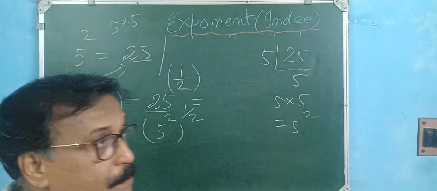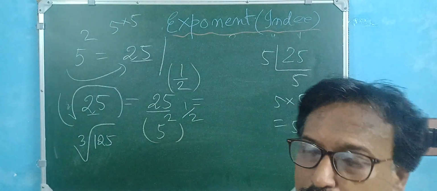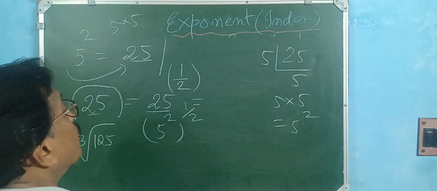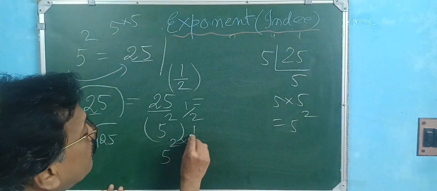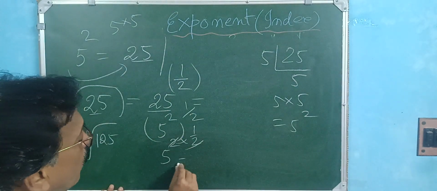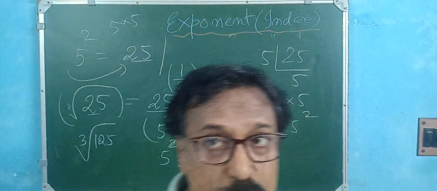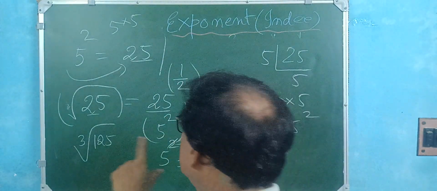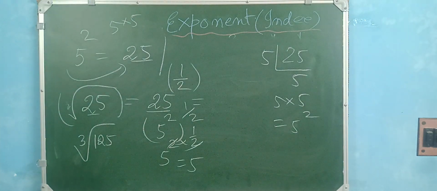Okay. It's not always 1 by 2. Maybe 1 by 3, maybe 3 by 4, gradually increasing. So here 2 into half, that is multiplied, so ultimately 5. That means the square of 5 is 25. So the square root of 25 is 5. In that way it comes. Okay.